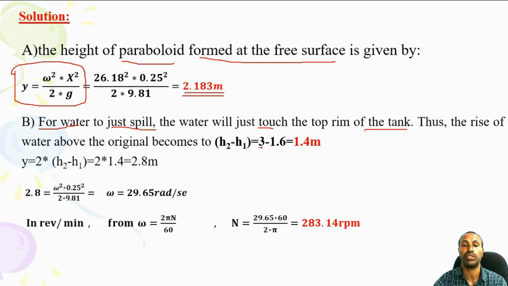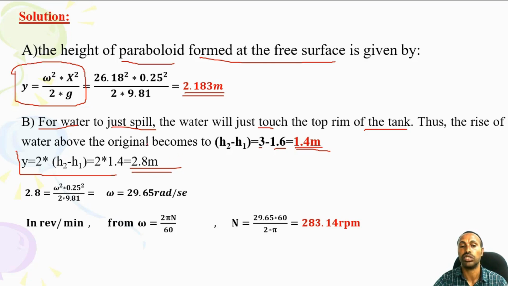From the total 3 meter, you subtract 1.6 meter, then you have 1.4 meter. So this is just the rise of water above the original. Then just Y will be computed. Y is twice of this one, so it will be 2.8 meter.